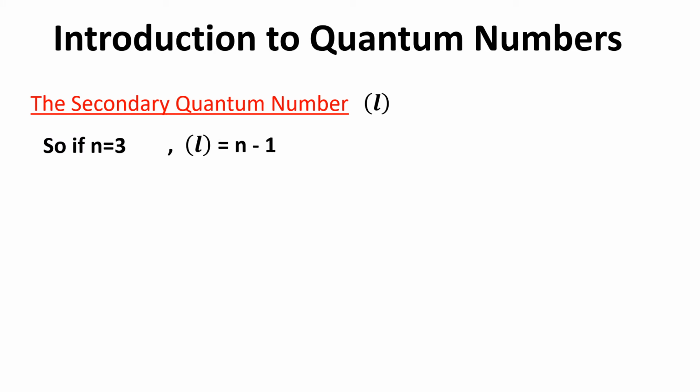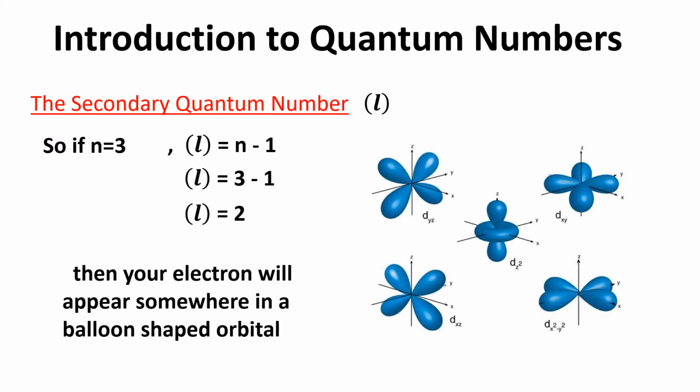Well, what if n equals 3? Well, this time you actually get 5 different corresponding values. So your electron will appear somewhere in, again, I called it balloon shape, so we have 5 different outcomes. You can see them, and they've got some crazy names. And these are the d-shaped orbitals. Again, notice there's a d in front of each of these.